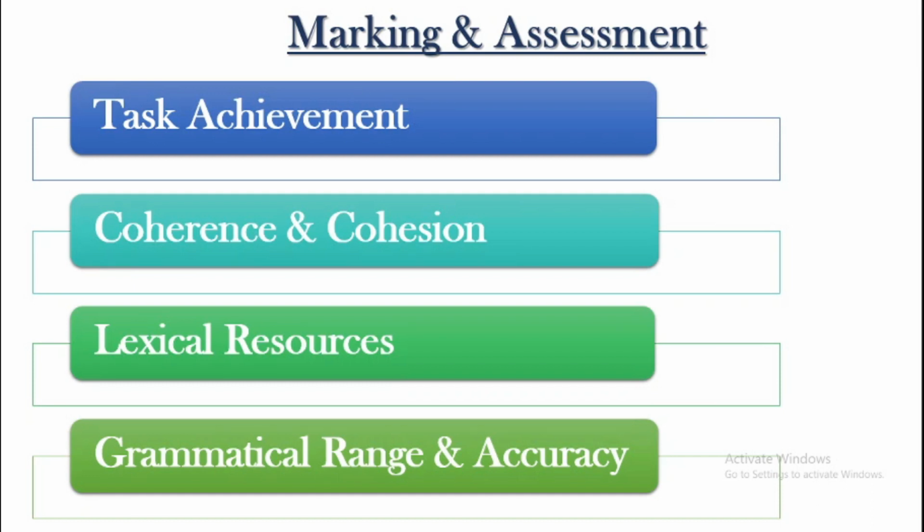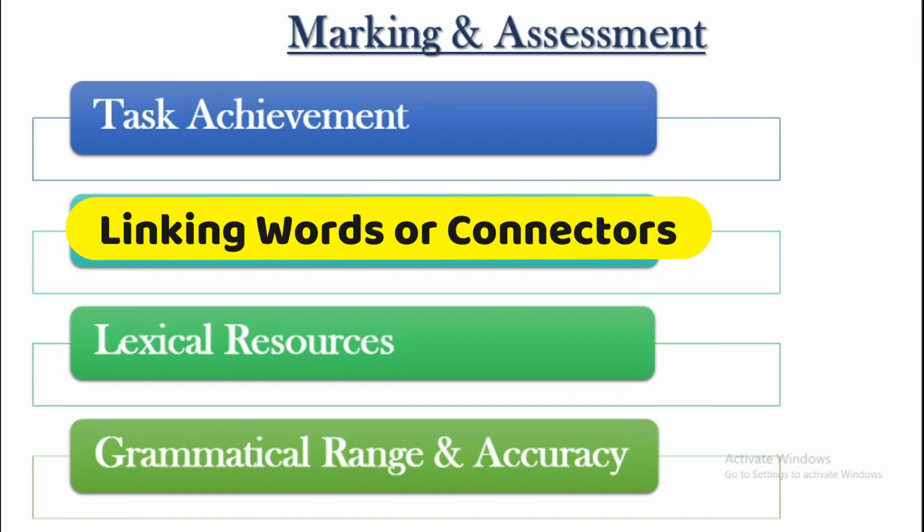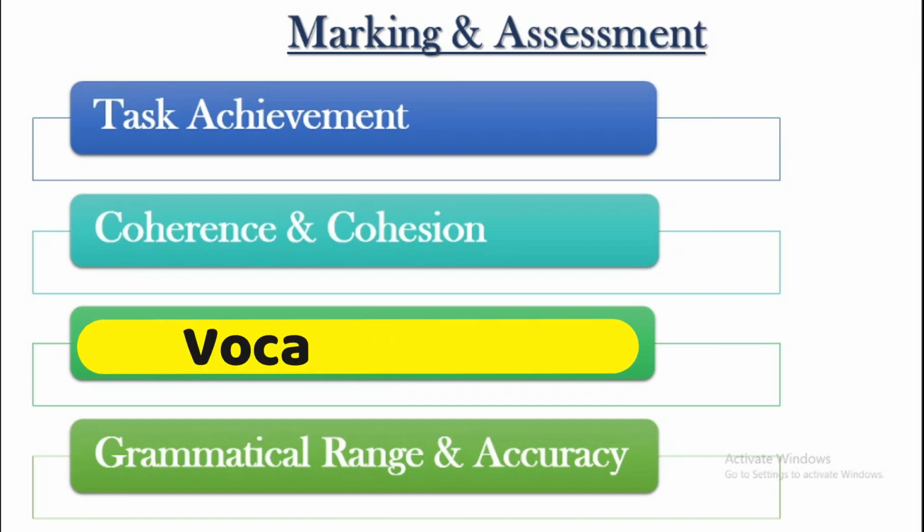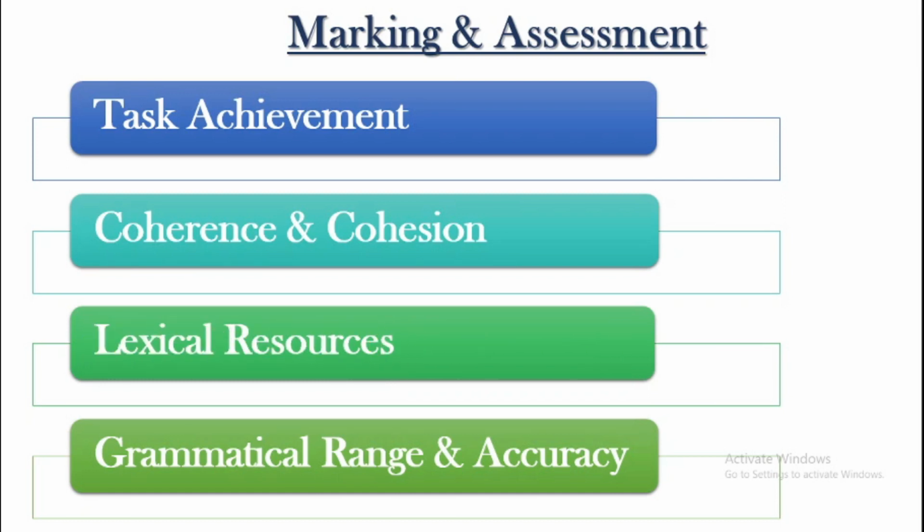Next is coherence and cohesion. This concerns overall clarity, how the response organizes and links data. To fulfill this requirement, you have to use a wide range of linking words like and, after that, subsequently. These types of words you should use in your task 1 to achieve coherence and cohesion. Next is lexical resources. This refers to the range of vocabulary used and its accuracy in terms of the task. It means you have to use different kinds of words in your task and use them accurately also.